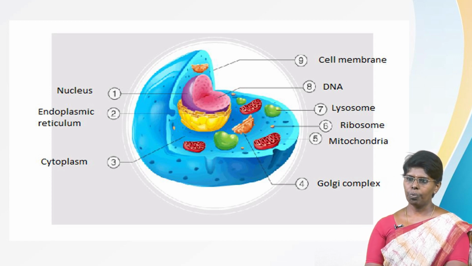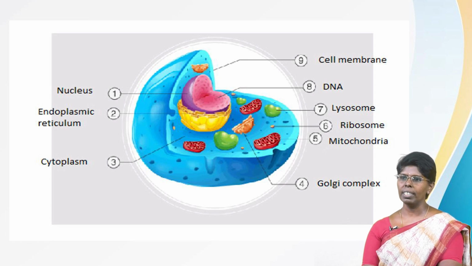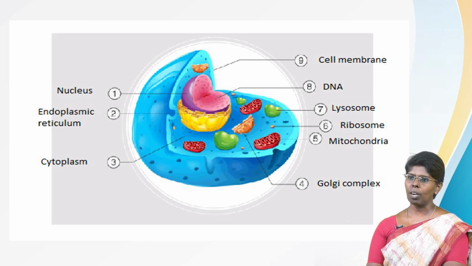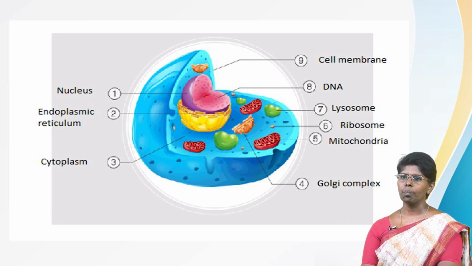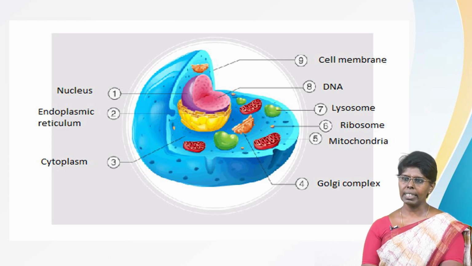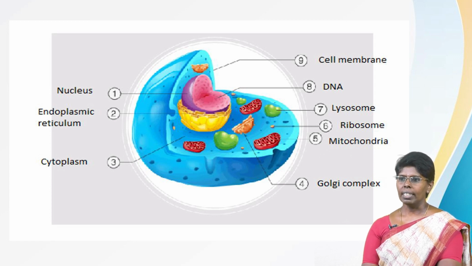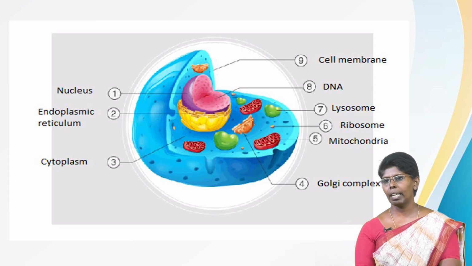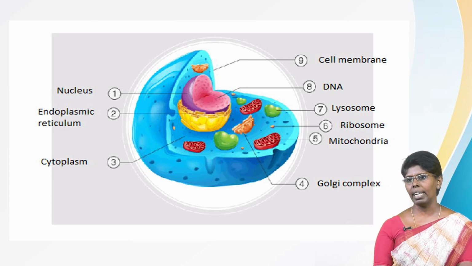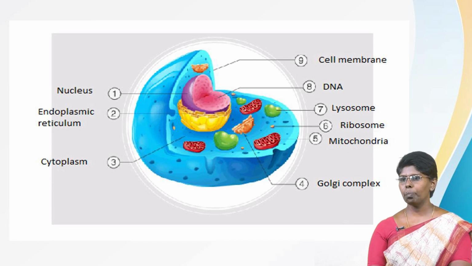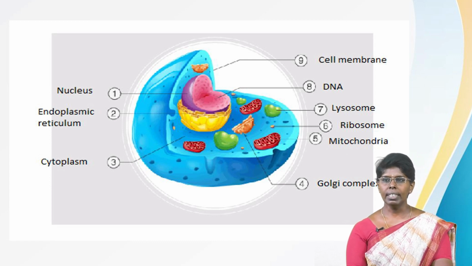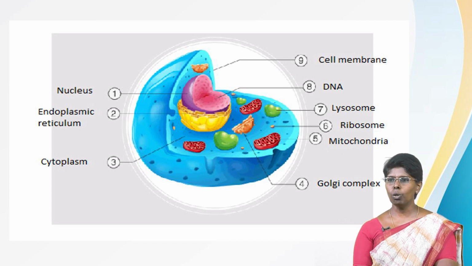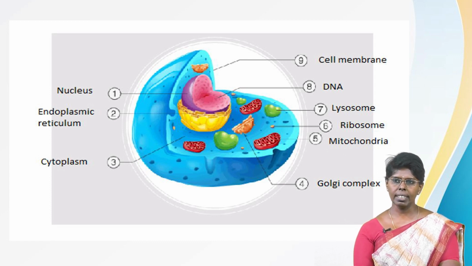Next, this is the cross section of the animal cell. As I read out the parts, you can see the central round shape, which is the nucleus, and the endoplasmic reticulum and cytoplasm present inside the cell. Then the Golgi complex is a cell organelle, mitochondria is a cell organelle, ribosomes are cell organelles, and lysosome is another cell organelle. The DNA is present inside the nucleus. Inside the nucleus, you can see the nucleolus, which is gel-like in nature.